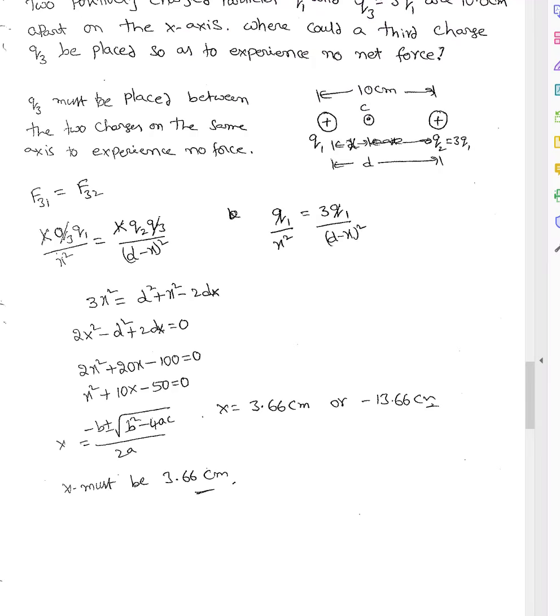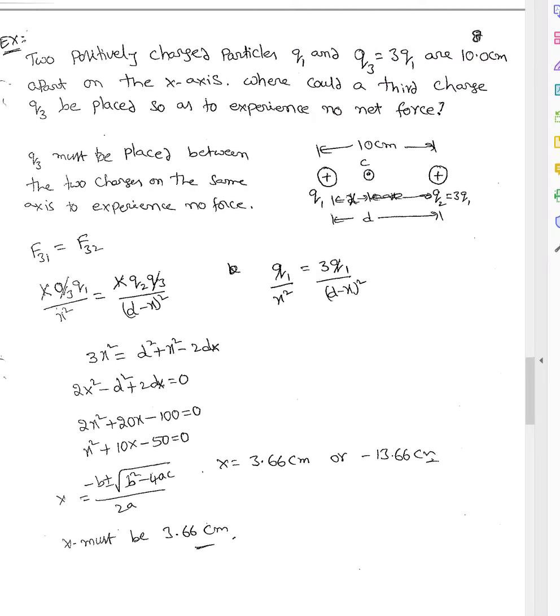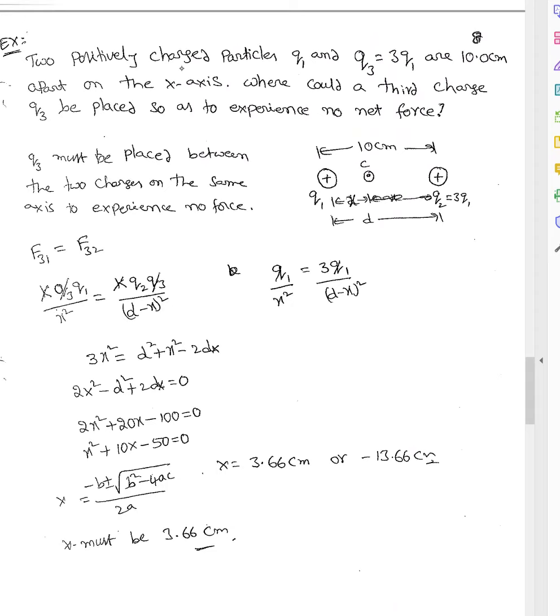In this video, I'm going to solve an example based on Coulomb's law. Here is the example. Two positively charged particles, Q1 and Q2. Q2 is 3 times Q1, and they are 10 centimeters apart on the x-axis. Where could a third charge Q3 be placed so as to experience no net force?